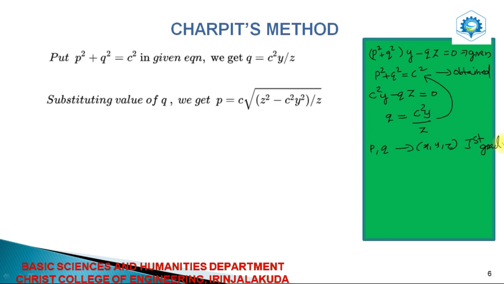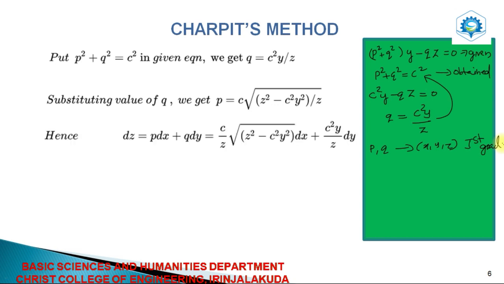So what is our next step? We have an equation for dz equal to p dx plus q dy, and we will substitute this value of p and q in that equation, and what do we get? We get c by z square root of z square minus c square y square dx plus c square y divided by z dy. So this is our equation for dz. Now the next step is to integrate this one. We are going to integrate this particular equation.